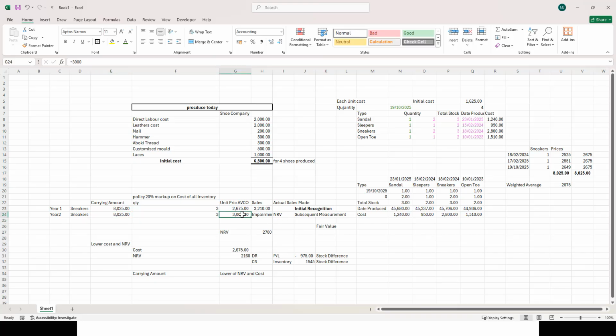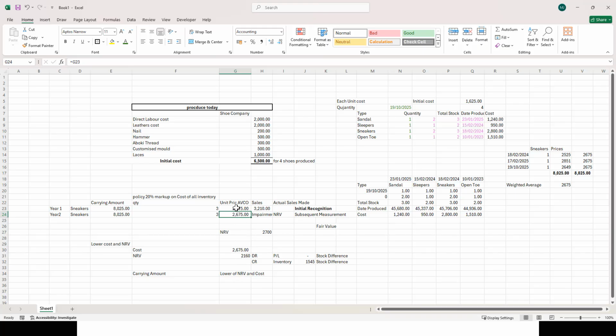So it will become what? It will become the same thing. Do you understand what I've done now? So it is the lower of the two, so whichever is lower is what we pick. If the cost is 2675 and the fair value, which is the NRV, becomes higher, you still pick the cost. Do you get? You don't revalue it higher.